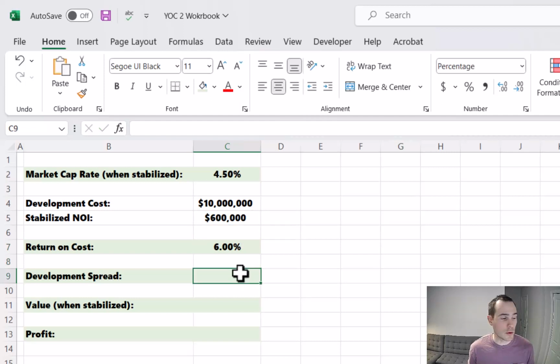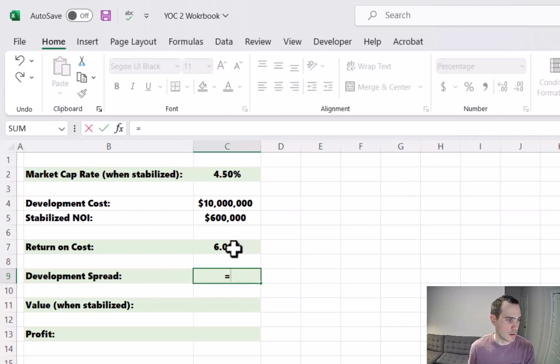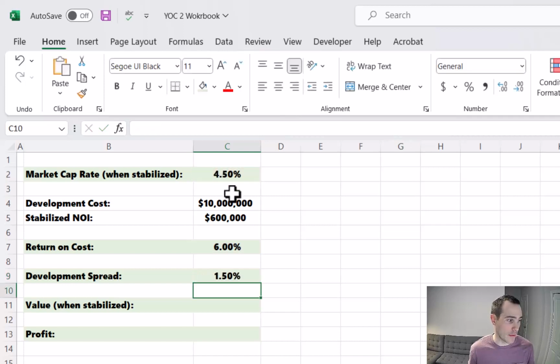Then we can calculate the development spread. The development spread is the difference between the return on cost and the market cap rate. The higher the delta between the return on cost and the stabilized cap rate, the more likely the developer will reap a profit when they sell their investment one day. So we'll take the 6% minus the 4.5%. The development spread is 1.5%.